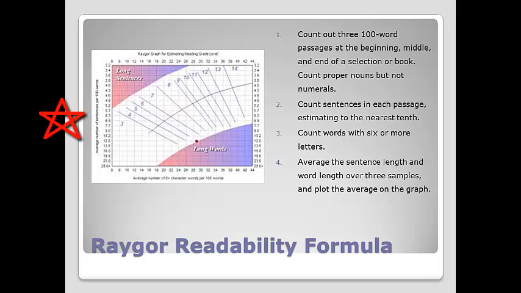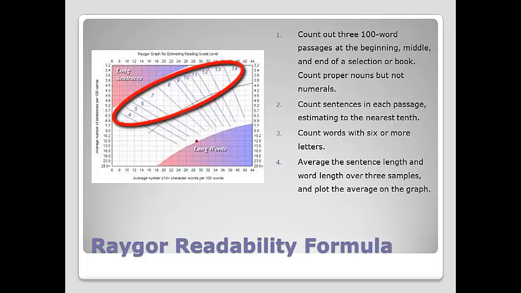If you look on the left side of the graph, you'll see that it has the average number of sentences per 100 words, and across the bottom of the graph you have the average numbers of character words per 100 words. So these are the number of words that are 6 or longer, 6 letters or longer. And then basically you find where they intersect, and that is approximately the grade level band of the reading.